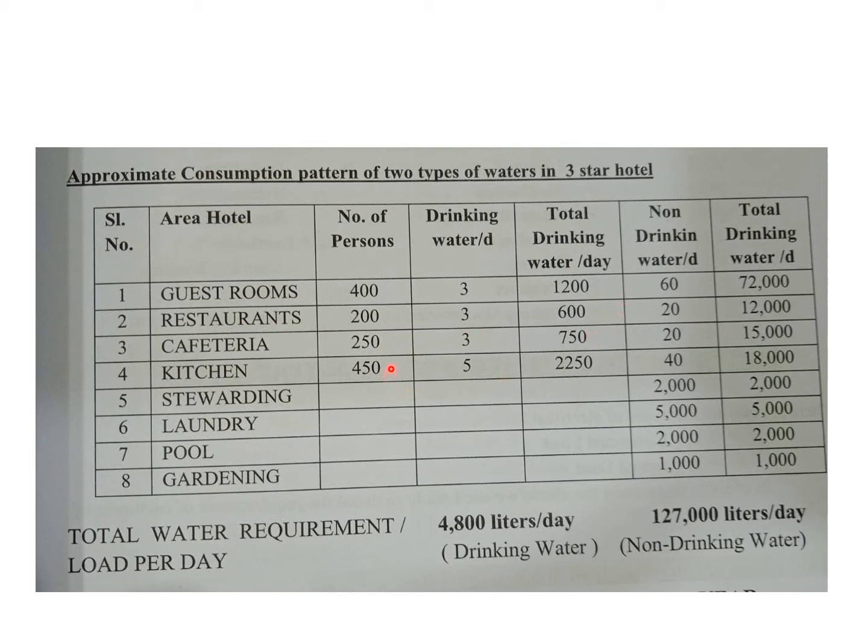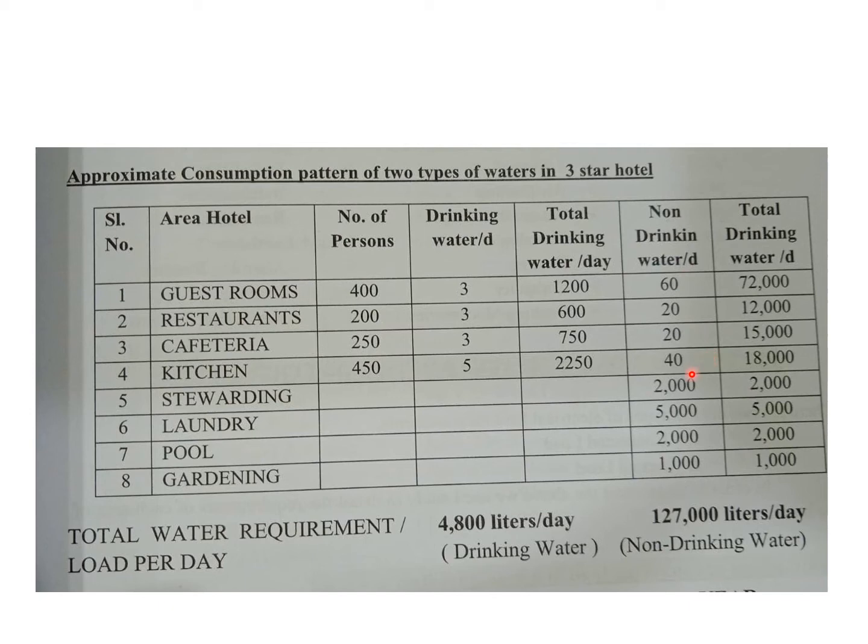and kitchen again, 2250 liters of drinking water. Non-drinking water per day is also given over here. When you look at non-drinking water, per guest it is 60 liters, for the restaurants it is 20 liters, cafeteria again it is 20 liters, and kitchen it is 40 liters. So different places have different non-drinking water requirements.